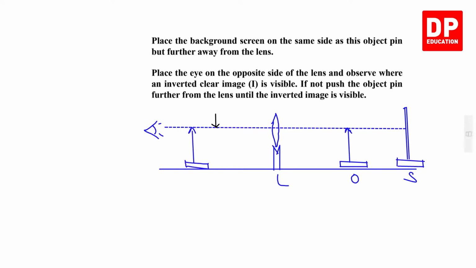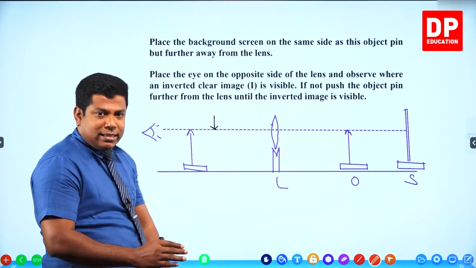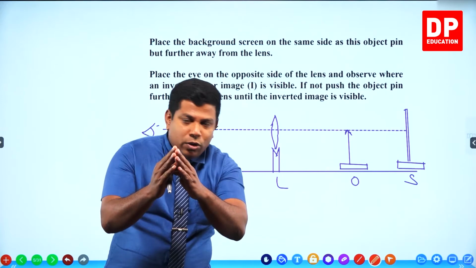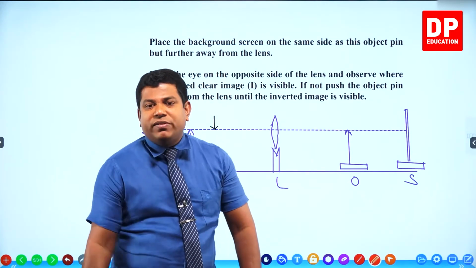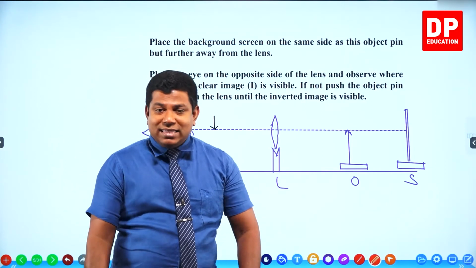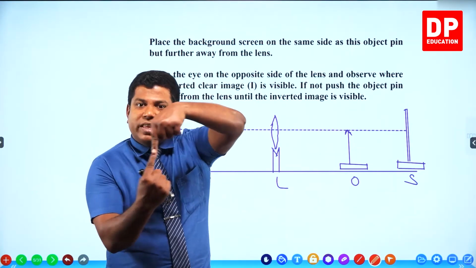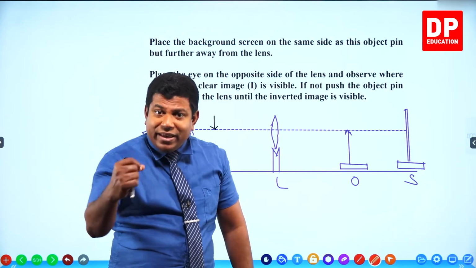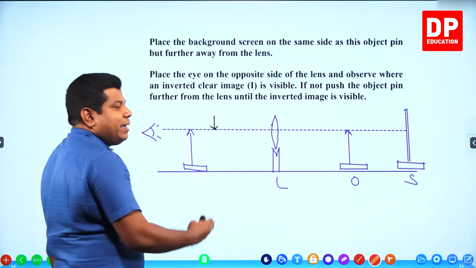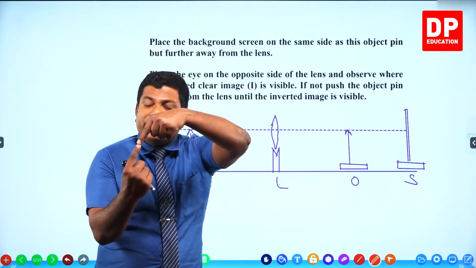What you can do with this pin, while you are looking along the axis, is shift your eye laterally. That means change your line of observation, your line of view. Move your eye laterally and see whether this image and this pin move together. If they move together, that means the image and the pin are on the same line.